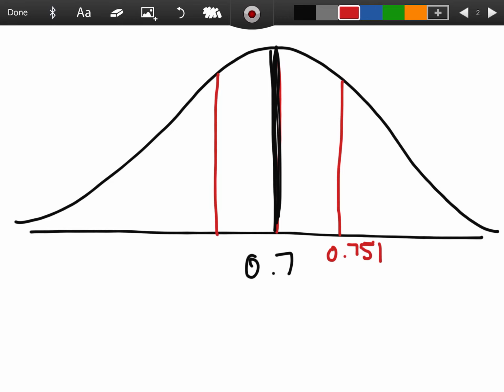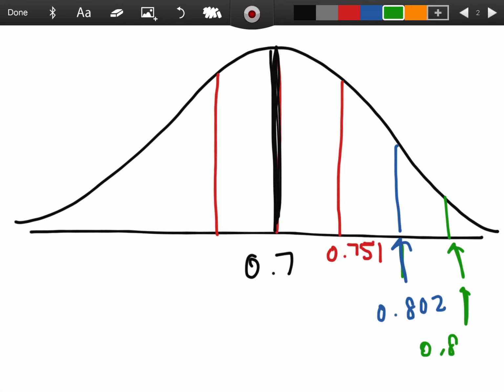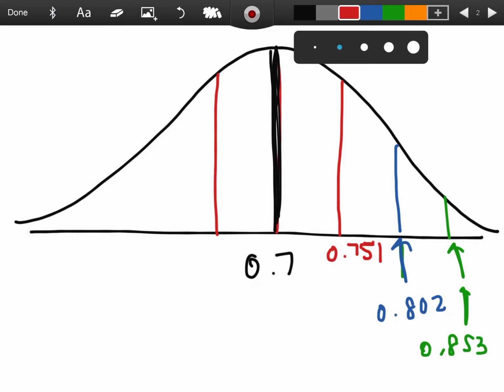You know what I'm going to do? I'm just going to keep going up to make my number easier. I'm just going to keep adding 0.051 to save myself a little time. So this guy right here would be 0.802. And this guy right here, I'm going to add another, would be 0.853.